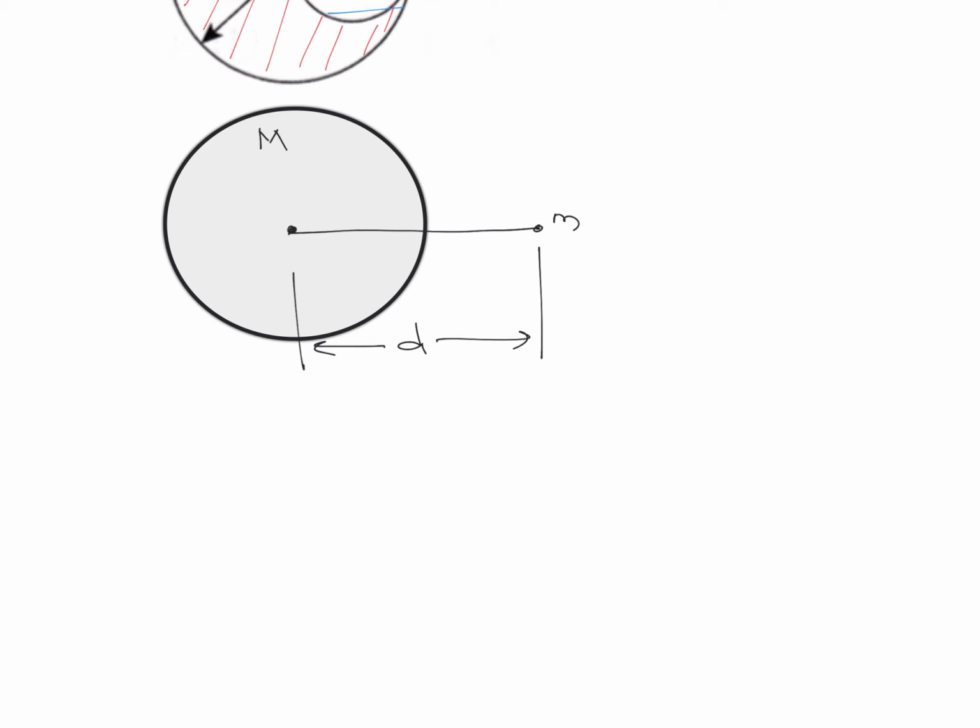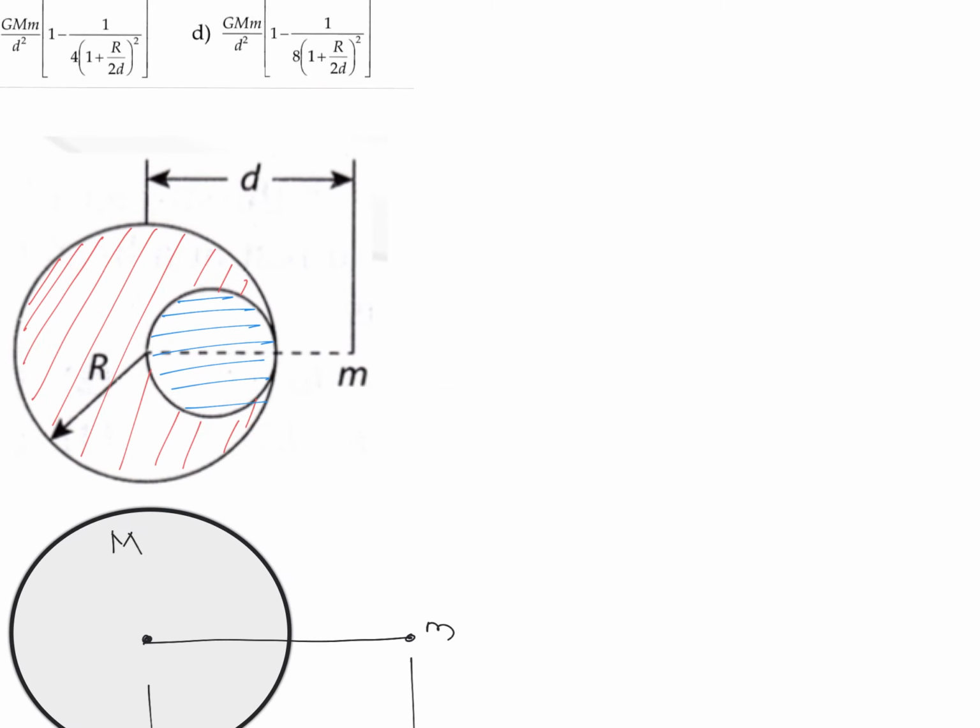So we can find the force exerted by the entire sphere on mass m, which is G m m divided by the distance, that is d, so d square. But our aim is to find the force due to the red color part. We can write the force due to the net sphere as the force due to the red portion plus the force due to the blue portion. And if we want the force only due to the red portion, it is the force due to the net sphere minus the force due to the blue portion.